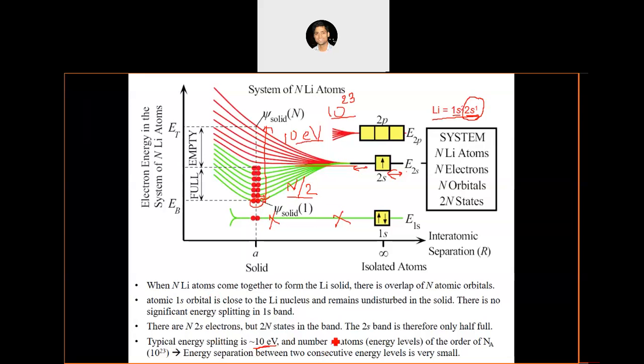The 2s band is therefore only half full. See, there is a difference between band and energy level. These energy levels are full, right? One energy level can have only two electrons.